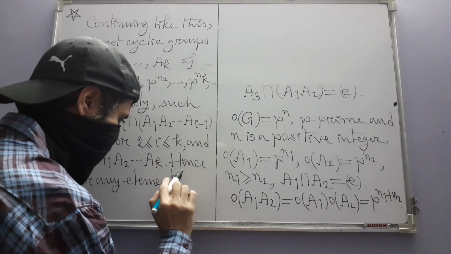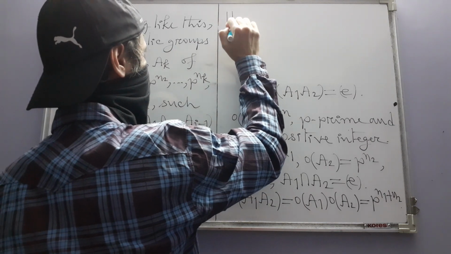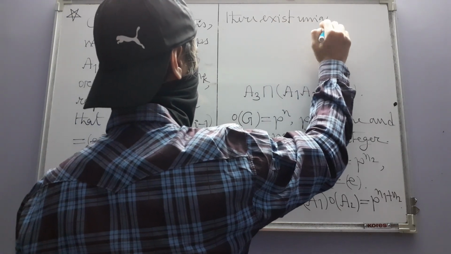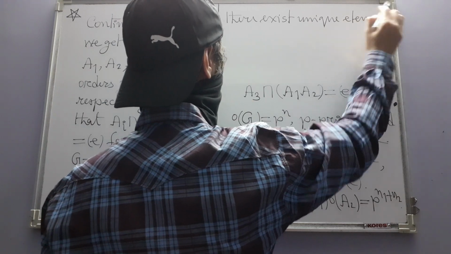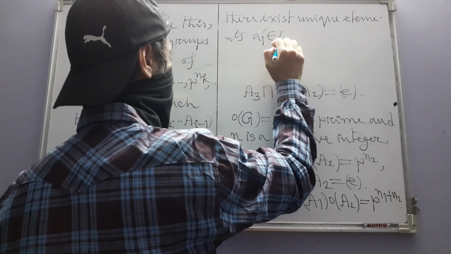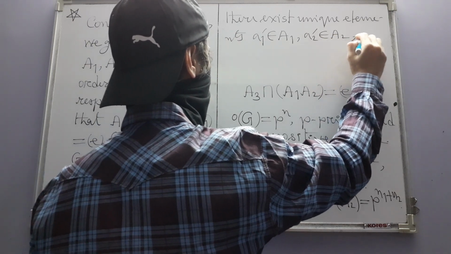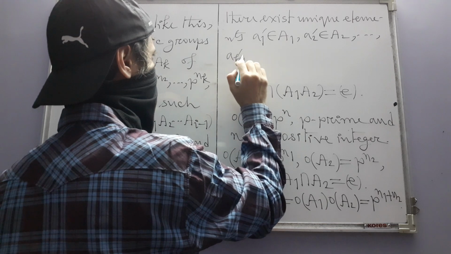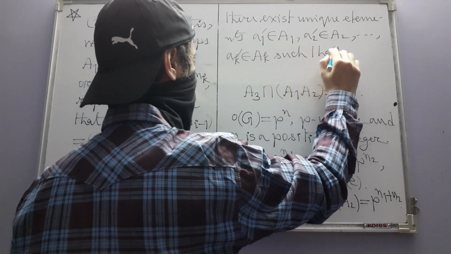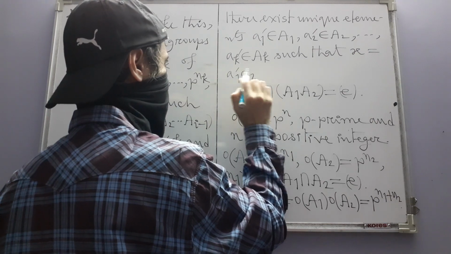And in fact, the author also writes here, hence, for any element x in G, there exist unique elements A1 prime in A1, A2 prime in A2, and so on, AK prime in AK, such that x is equal to the product of these elements in that same order. These are not the exact words of Herstein, but I am just writing the same thing in my own words.